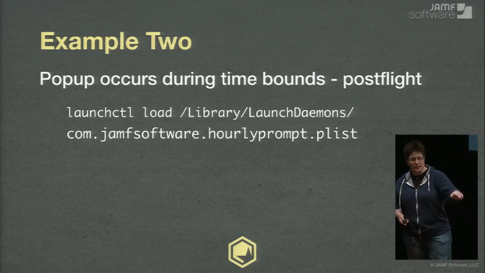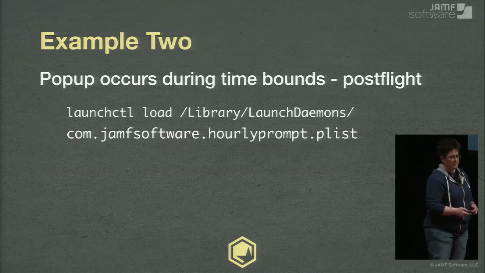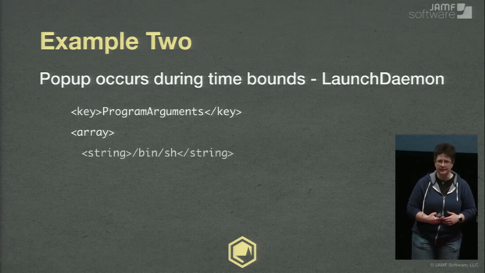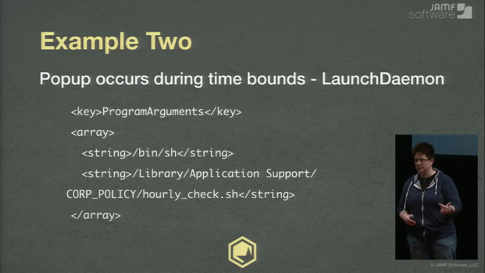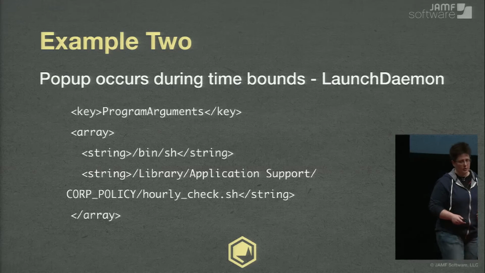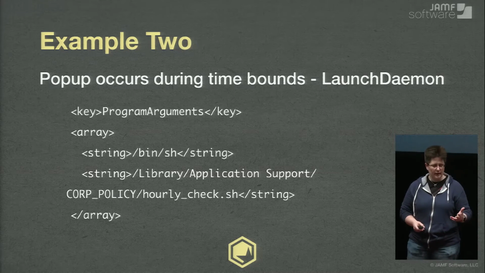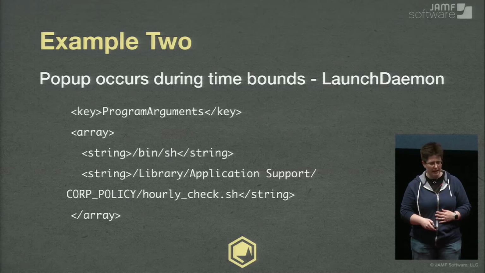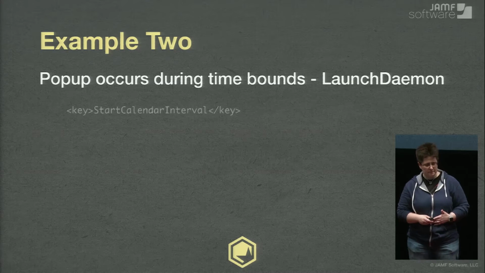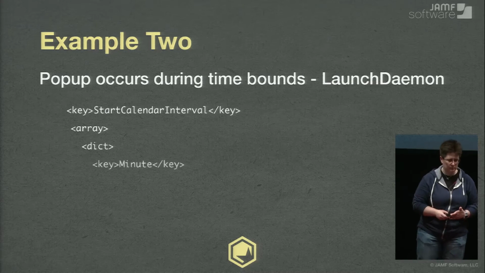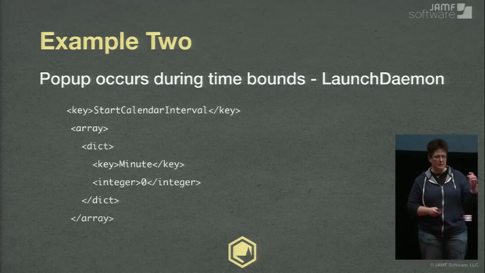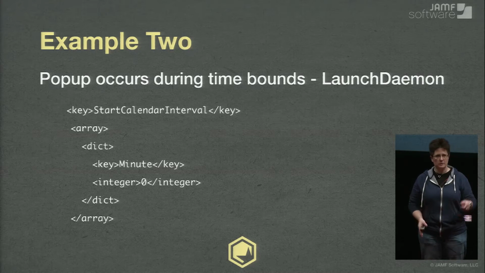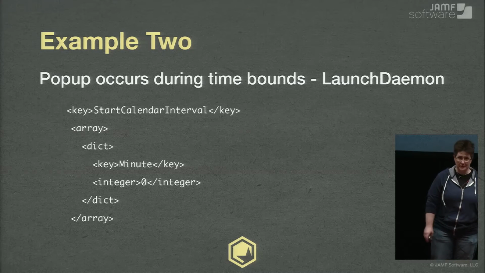So the launch daemon is also packaged and distributed on JNUC, or on the JNUC website there. And this is the guts of it. Pretty straightforward. All it's doing is calling a script once an hour. So hourly check. I'm putting it in a mythical corp policy directory. You would want to rename that to something that's actually usable. It's going to start at the top of every hour. Once an hour, 8 a.m., 9 a.m. If I'm within business hours, I'm going to receive this pop-up notification because the script is going to run.